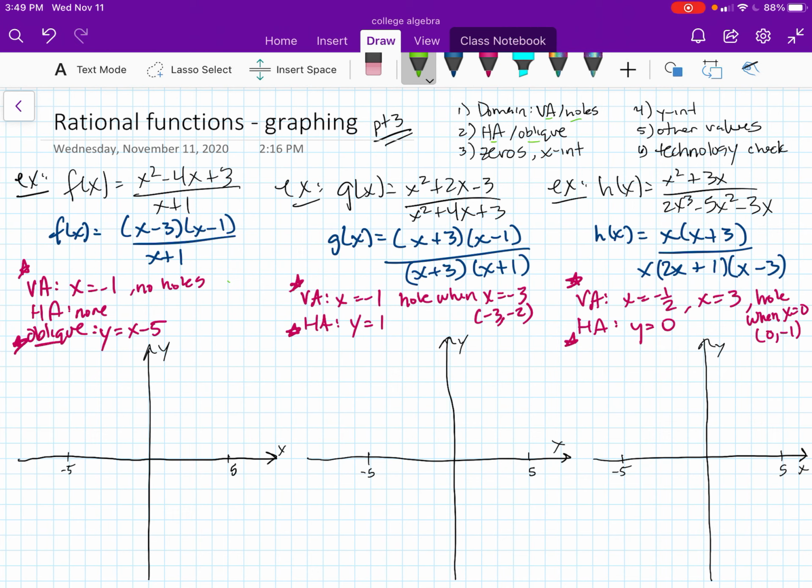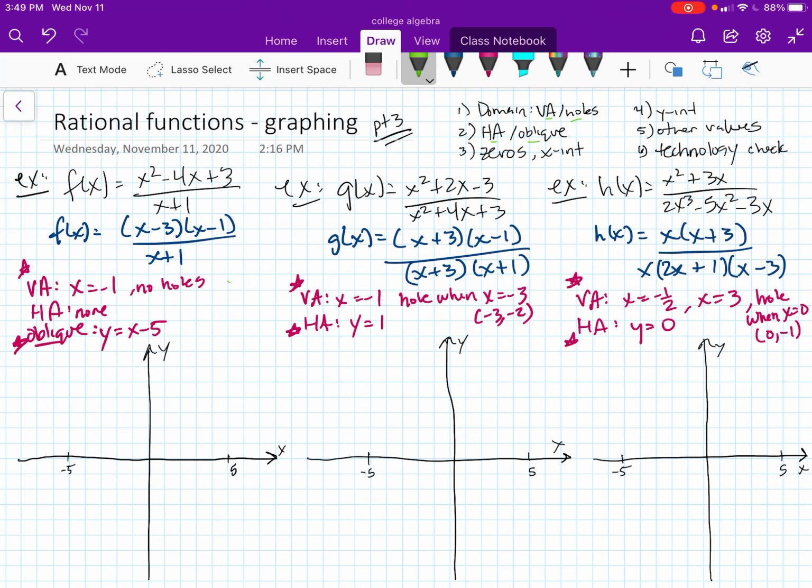So I think once we have the key information here, I'm going to go ahead and flip over to GeoGebra and just show you how the graphs look and some of the key things that we found algebraically, and we'll look at how it looks on a graph.